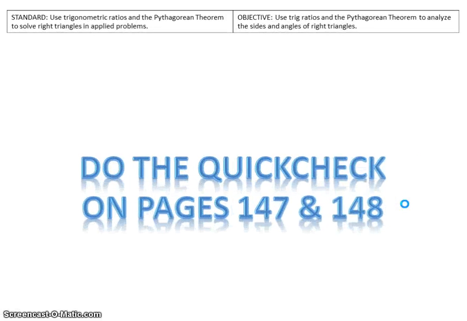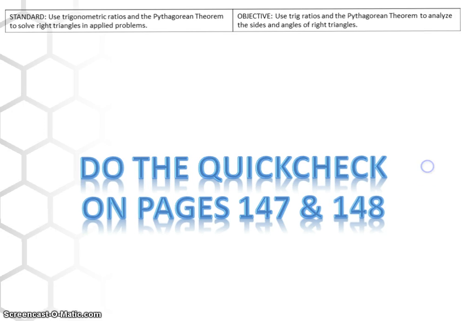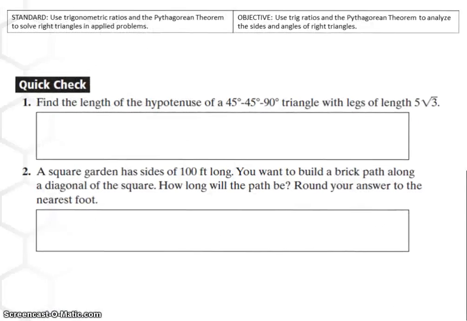Now, time for you to do the quick check on pages 147 and 148. 147 is pretty easy. 148, the first one's a little bit messed up, and I'll explain that in a second. Bada bing, bada boom, here we go.